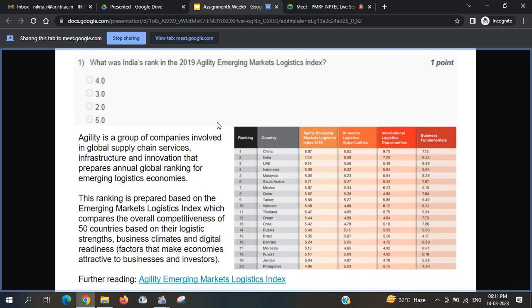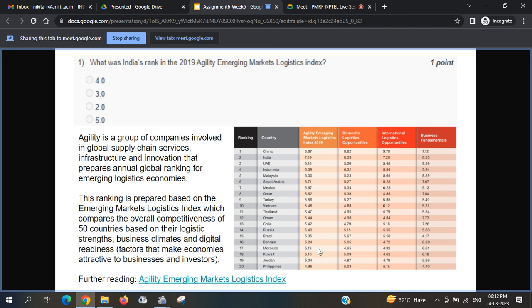So our question asks: what was India's rank in the 2019 Agility Emerging Markets Logistics Index? This is a snapshot which I have taken of the index from the 2019 report. You can see here India is ranking second in the index. So according to this, the answer to this question would be 2. India's rank would be the second.